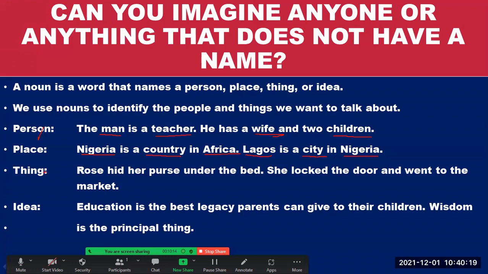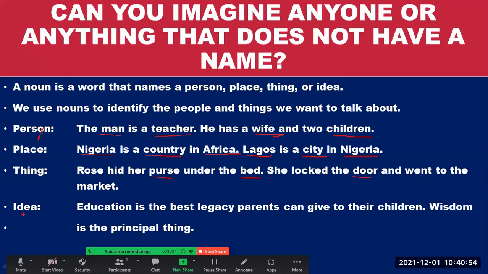Now, if we want to talk about a thing, then we can use a noun as well. Rose hid her purse under the bed. So purse and bed are things. She locked the door, that's the name of something else, and went to the market. Market, of course, is a place. All right, so we can use nouns to talk about things.